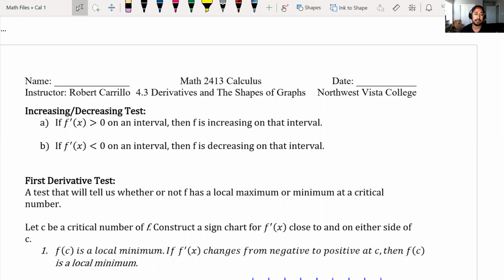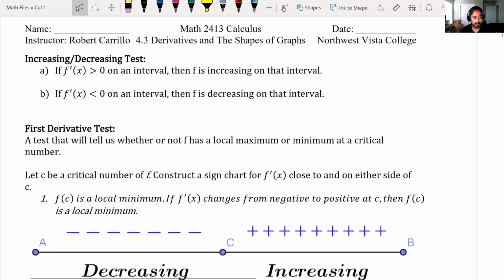First, we look at the increasing/decreasing test. A says if the derivative is positive on some interval, then f is increasing on that interval. Remember that a derivative is just a slope. So what A is saying is that if the first derivative is positive, then the original function must be increasing on that interval. B says if the first derivative is negative, then the original function must be decreasing on that interval. Okay, so we'll get into the first derivative test next.